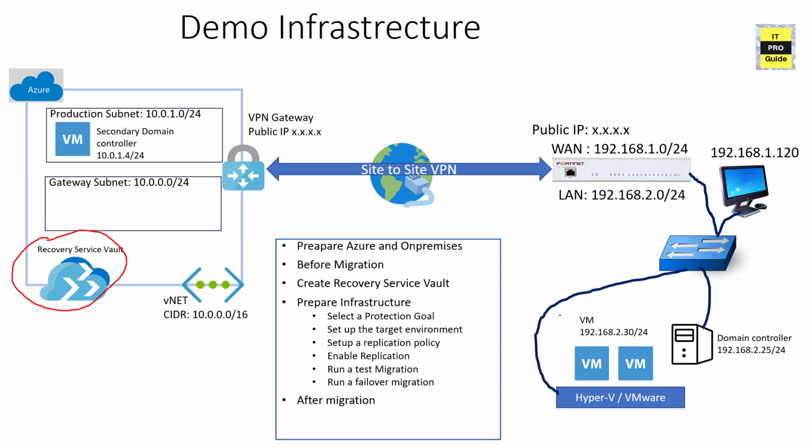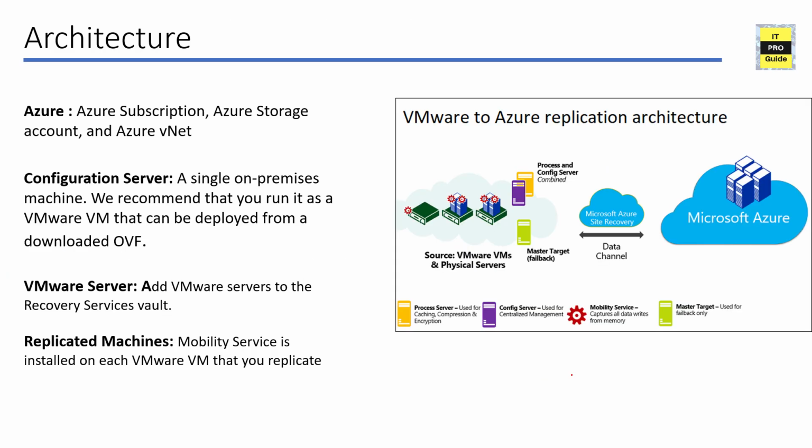Then we have to download and deploy an OVF file from Microsoft Azure, which actually is a Windows server, but with a pre-installed Azure Site Recovery Provider. So it will manage the replication of your virtual machine from on-premises to Microsoft Azure. So the only difference is, in VMware migration, you're going to deploy an OVF file and you're going to configure the configuration server in that virtual machine instead of installing it directly on the Hyper-V. That's the only difference here.